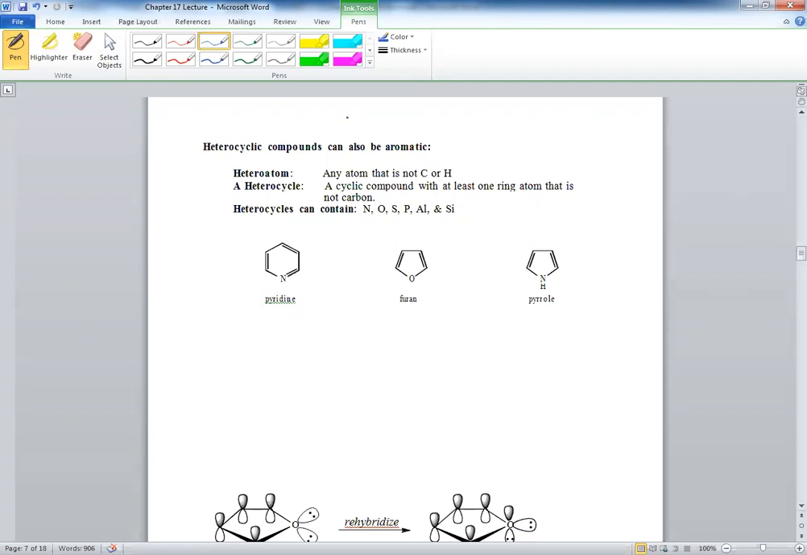So let's begin. How do we know if a heterocyclic compound is aromatic or not? Well, we still follow the same rules, the criteria, but of course, I'm going to add some more information here for you to consider. So let's begin. Are these cyclic compounds? Then the answer would be yes, they're cyclic.